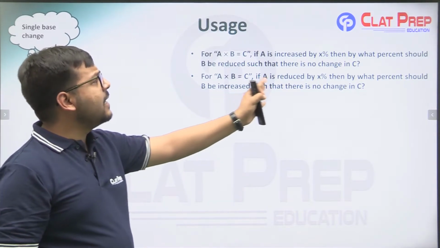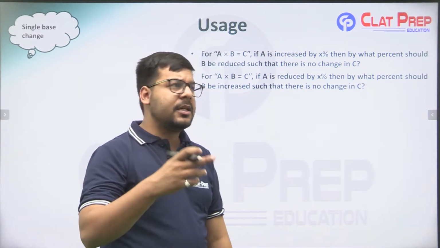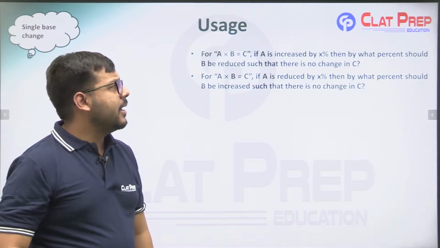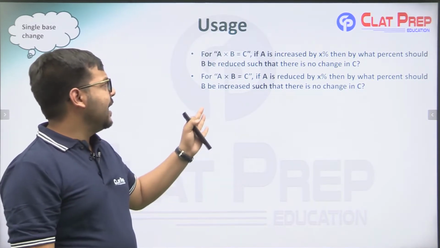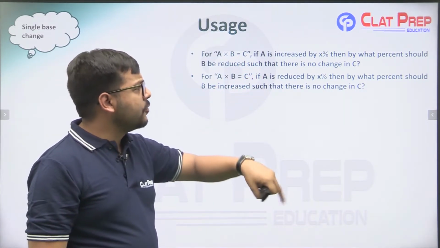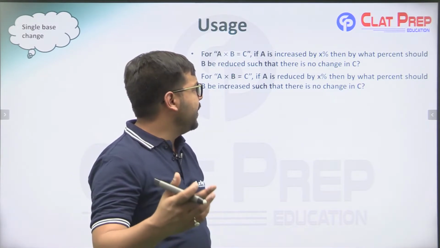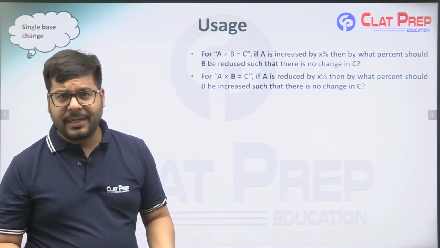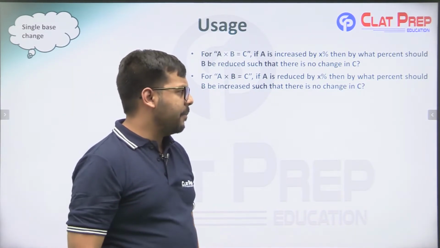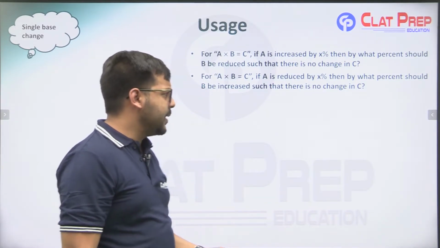and it says that A is increased by X%, then by what percent should B be reduced such that there is no change in C? Or it says that A is reduced by a certain percent, by what percent should B be increased such that there is no change in C, right? Let's take an example. It is a very common example which I am taking here.